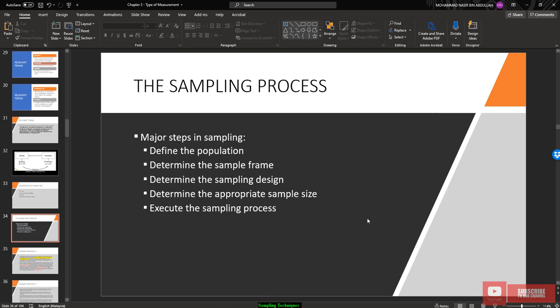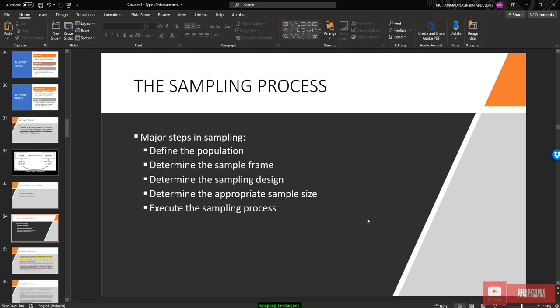Once you have determined the sampling design, you already know what type of sampling technique you want to employ. So you need to determine how much you want to take from the population, how many elements, how many members. This is the role of sample size calculation. Once you have determined the first four steps, you're going to execute the sampling process.